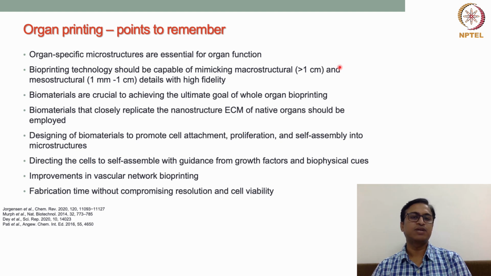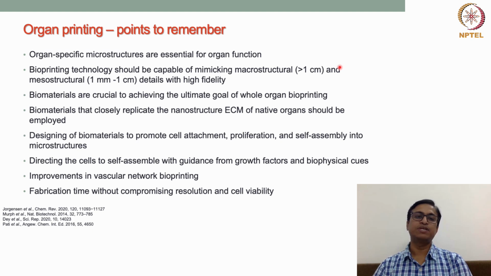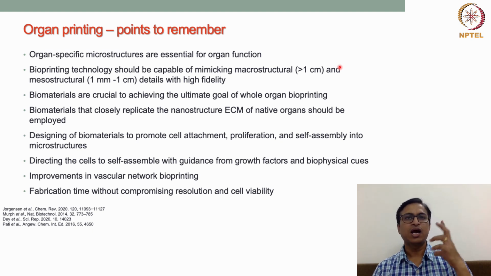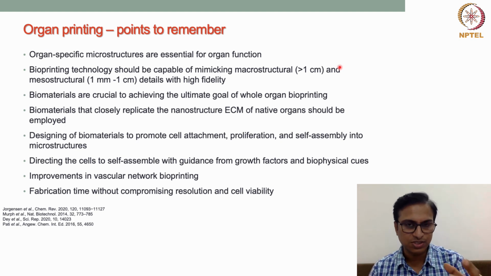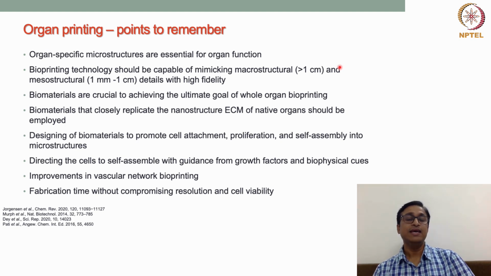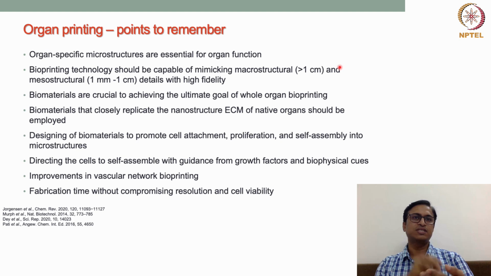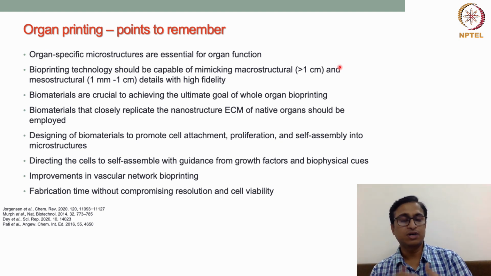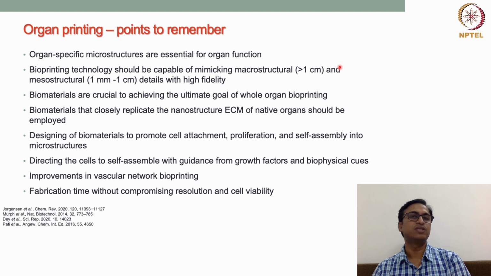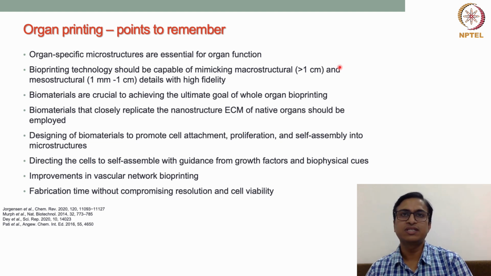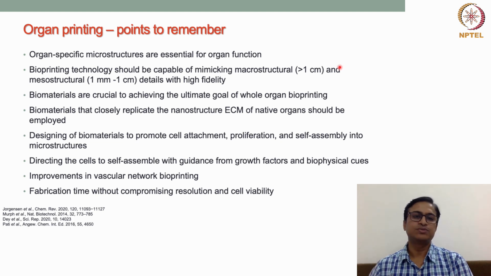Now, organ specific microstructure is essential for organ function. We have discussed before that every organ has a typical macrostructure, mesostructure and microstructure, and also at the cellular level or ECM level it has a typical microstructure or nanostructure. That is essential for the particular organ function. If we can recreate the particular structure, definitely we will be able to gain the function of the organ. So we always have to remember that, and if we are targeting a particular tissue or organ, we have to understand its microstructure.